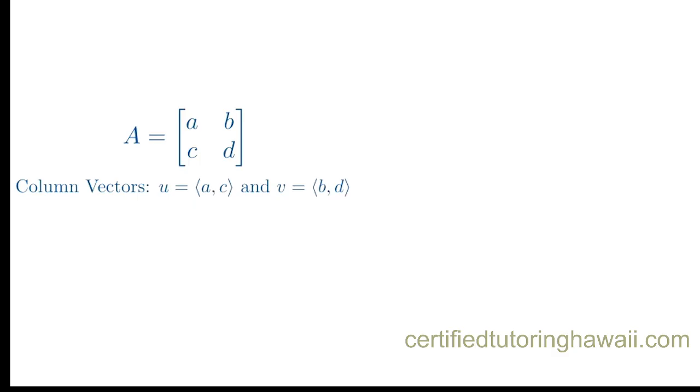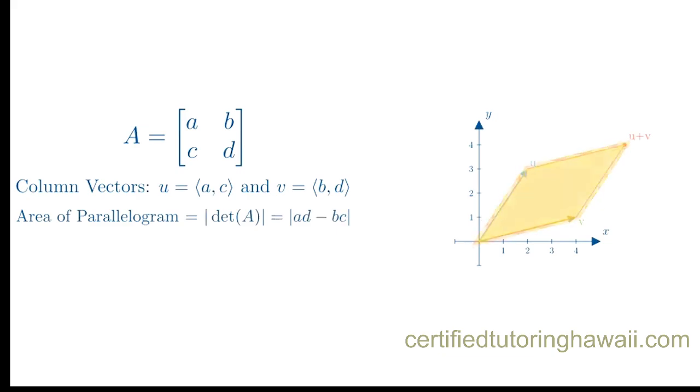These 2 vectors span a parallelogram. They are the adjacent sides starting from the origin. Imagine drawing these vectors on a coordinate plane. The parallelogram they form has its vertices at the origin, U, V, and U plus V. The non-zero absolute value of the determinant of A is precisely the area of this parallelogram. The determinant gives us a direct measure of the area enclosed by the vectors represented in the matrix's columns.